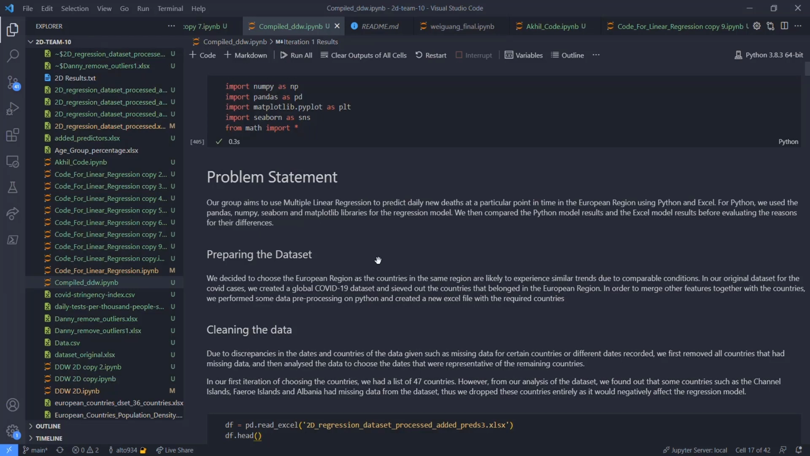Our problem statement: our group aims to use multiple linear regression to predict daily new deaths at a particular point in time in the European region using Python and Excel. We then compare the Python model results with that of Excel before evaluating the reasons for the differences.